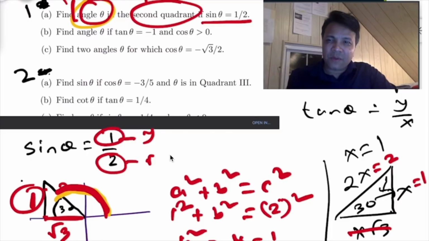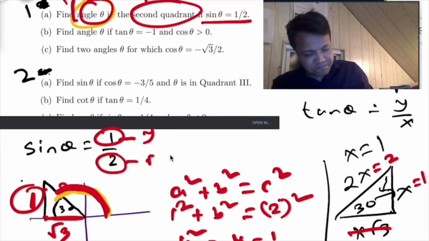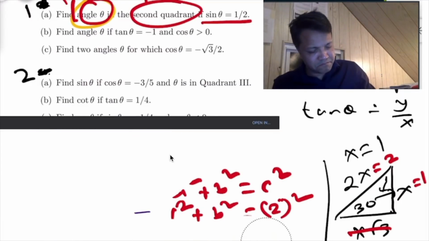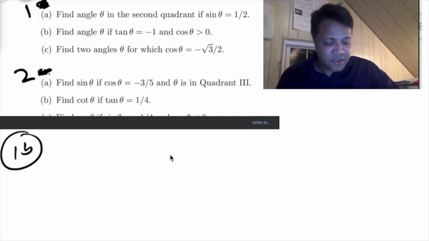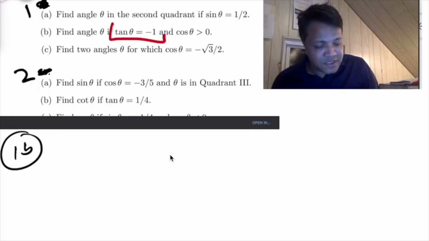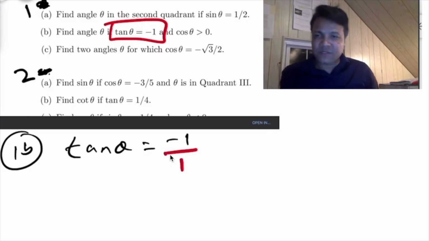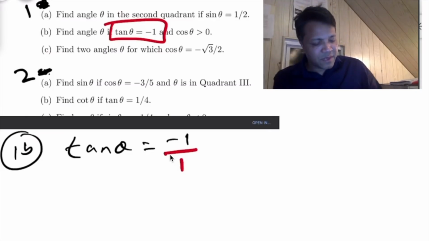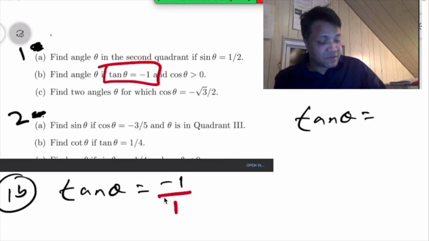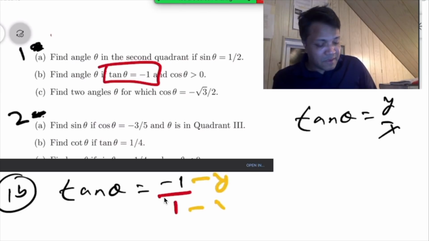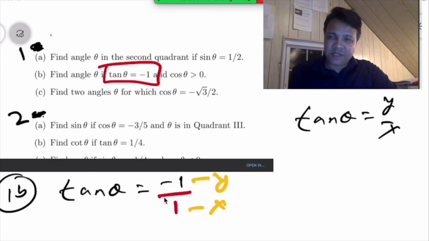Now I'm going to solve the second problem. Find theta if tangent is -1. So tangent theta is -1. Alright, so I'm going to rewrite this. I'm going to put 1 downstairs, and tangent, as you remember, I wrote tangent theta is y over x. So this must be y, and this must be x, because tangent theta is y over x. Good.